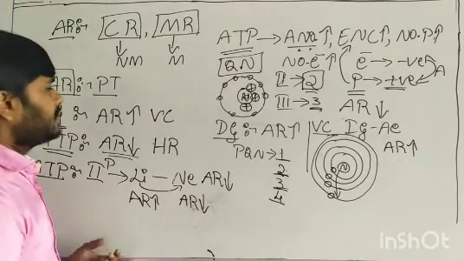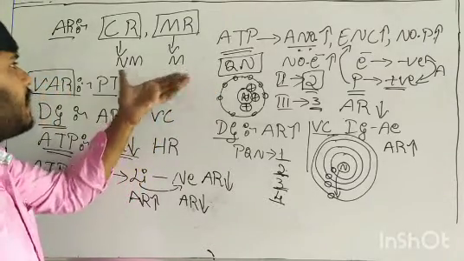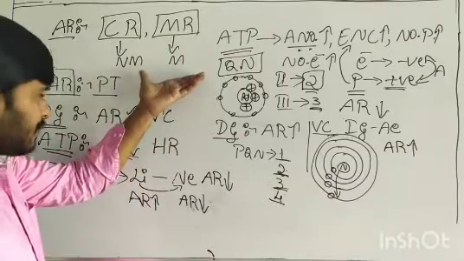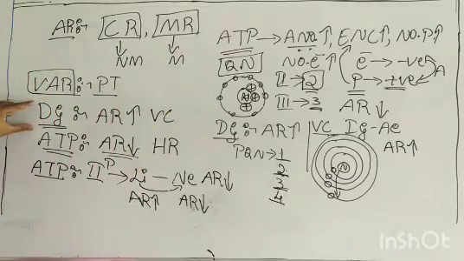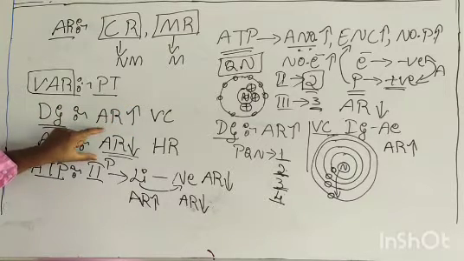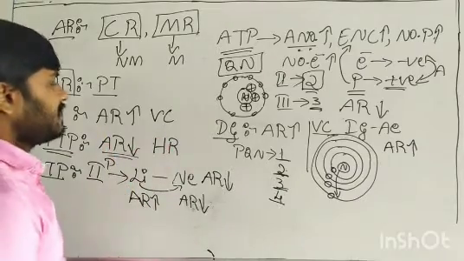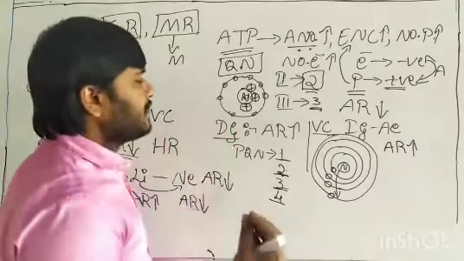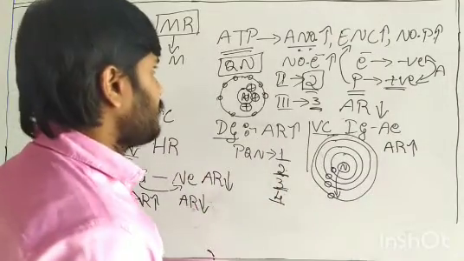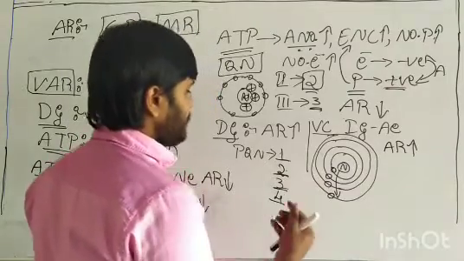Define atomic radius: half of the distance between the two covalently bonded atoms, or half of the distance between two metallic bonded atoms. Down the group, atomic radius increases; along the period, atomic radius decreases. This is the complete picture. If asked to give the reason why atomic radius is increasing down the group, you have to answer like this. The reason is what?